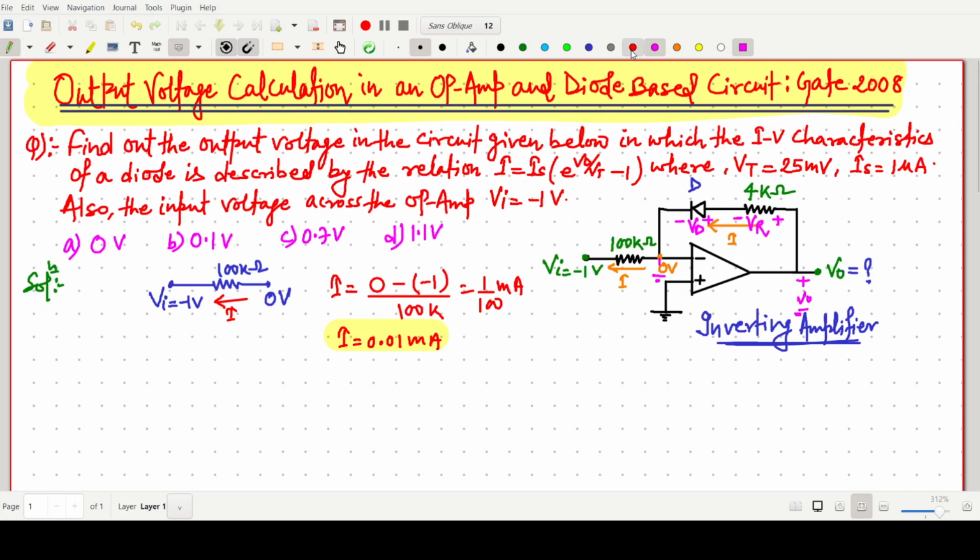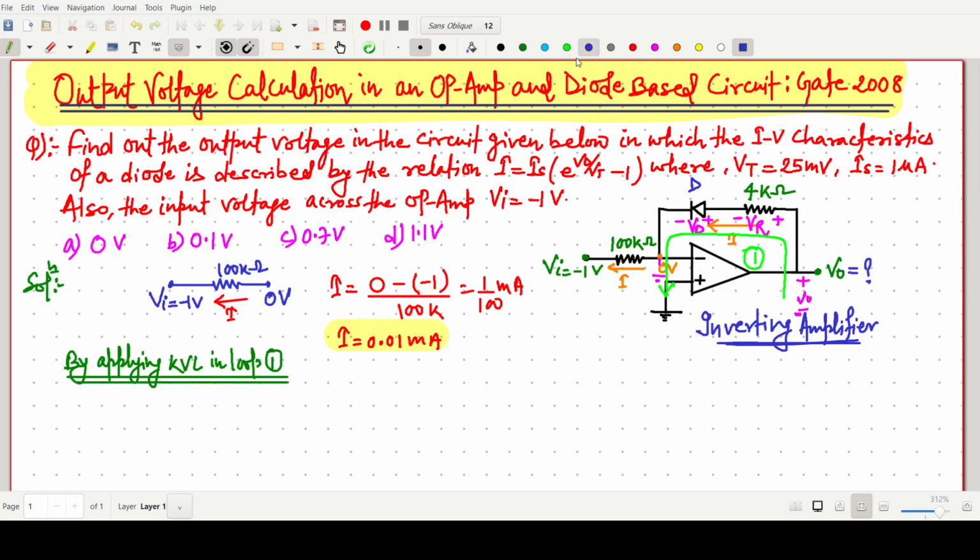So if we apply KVL in this loop, if we apply KVL in this loop 1, it will give the value of V naught, because our aim is to find the value of V naught. So by applying KVL in loop 1.